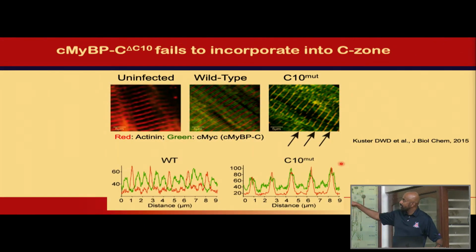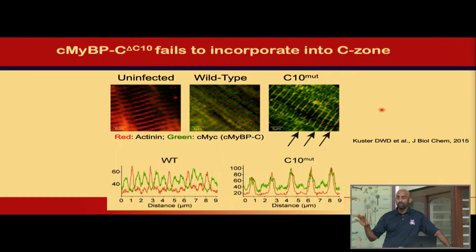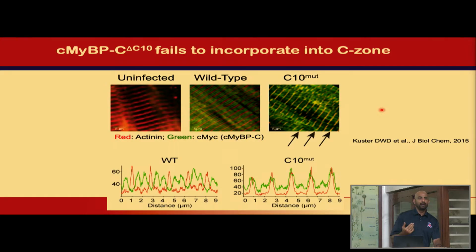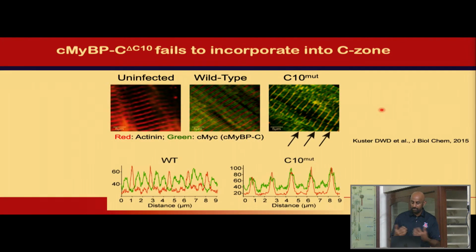So, when you do confocal imaging with these specific antibodies to see where this mutant protein localizes in the sarcomere, you can see, compared to uninfected control, the wild type shows the doublets, very normal incorporation, whereas the mutant protein is distributed diffusely within the sarcomere. So, again this could cause severe phenotype development because the muscle cannot properly function.